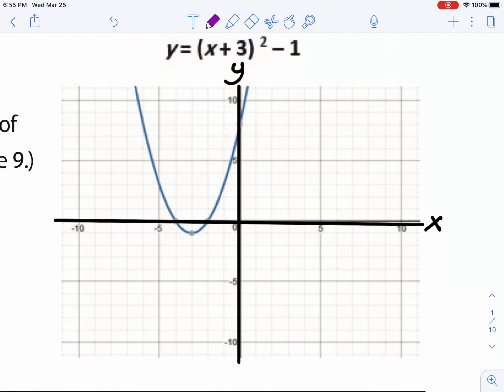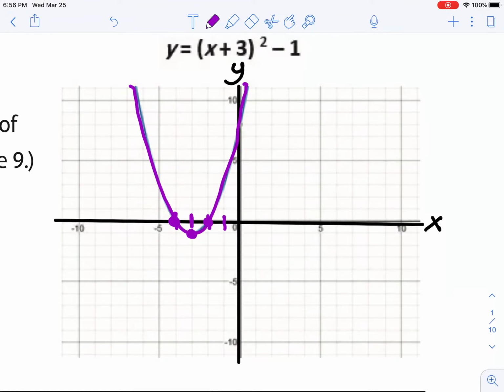Okay. Then what I'd like you to do is go 1, 2 over and put a dot. 3 over and down 1 and put a dot. 4 over and put a dot. Then you're going to sketch your U shape in.